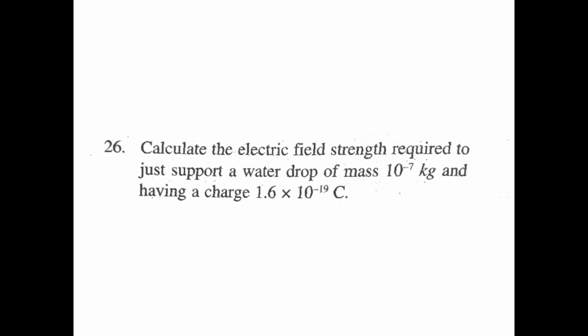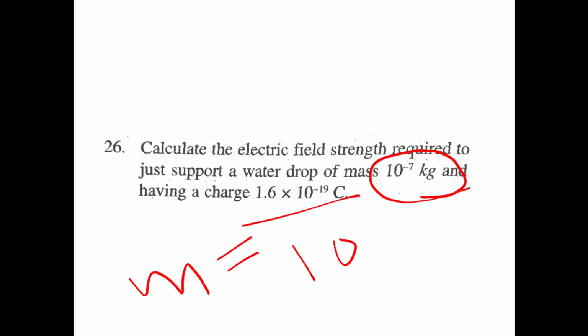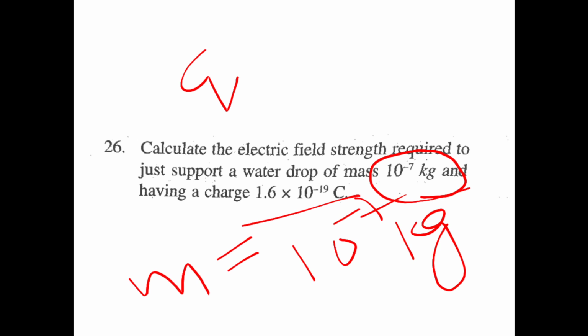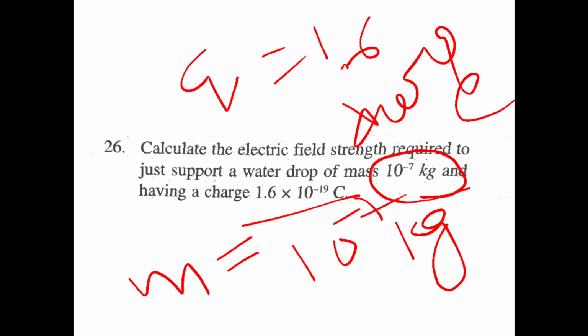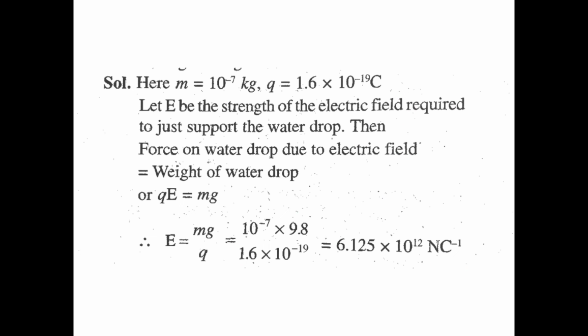Next, calculate the electric field strength required to just support a water drop of given mass and charge. Here the mass of the water drop is given, that is 10 to the power minus 7 kg, and charge q is equal to 1.6 into 10 to the power minus 19 coulomb. We have to determine the electric field strength.